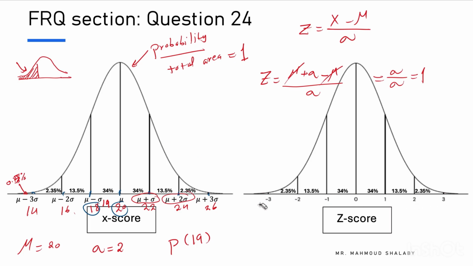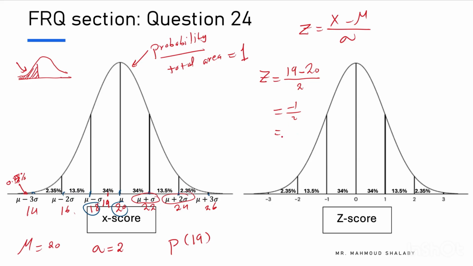In this case, guys, I can change any value from an x score, like the 19 here, which I can't find directly on the table. So what we will do is code this data. Let's say I will find the z value for the 19. I will replace x by 19 minus mu, which is the mean, here 20, over sigma, which is 2. 19 minus 20 is -1, over 2.